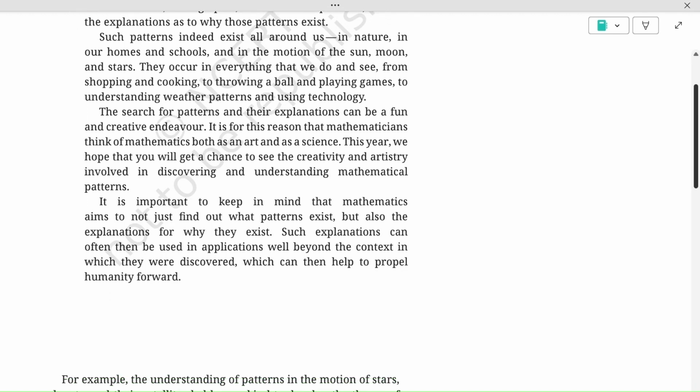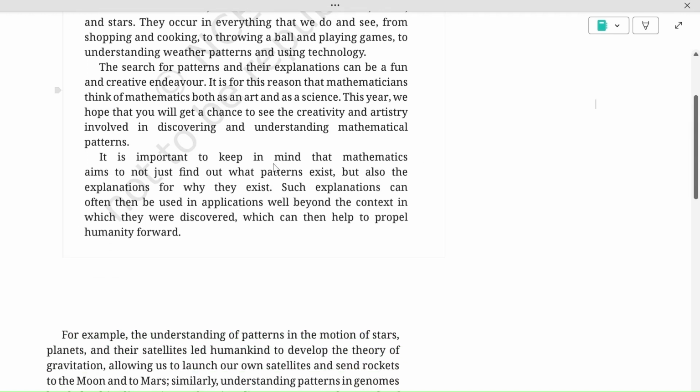Again, what is explained is that as a part of this chapter, we are going to understand new patterns. Next, it is important to keep in mind that mathematics aims not just to find out what patterns exist, but also the explanation for why they exist. Such explanations can be used in applications well beyond the context in which they were discovered, which can then help to propel humanity forward. So not only will we get to know about the patterns, we will also come to know why those patterns exist and how they are derived. Using these patterns and the understanding of the reason why they exist, scientists are able to make new innovations and new discoveries.